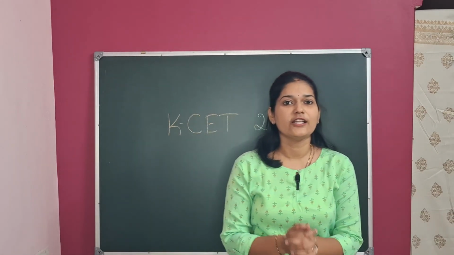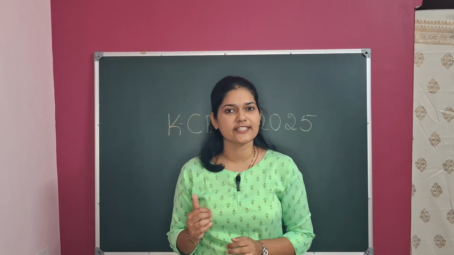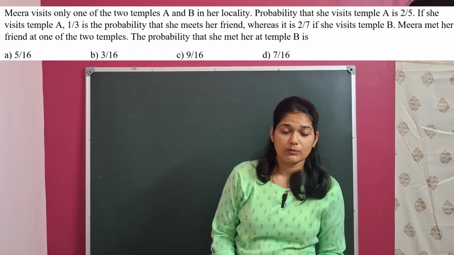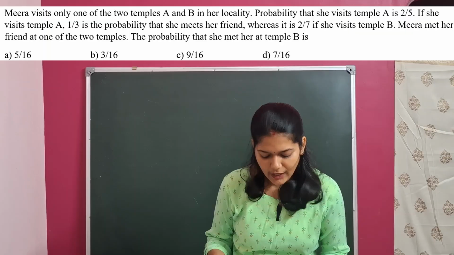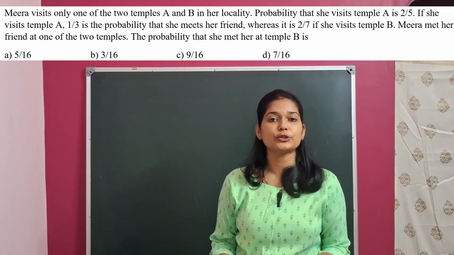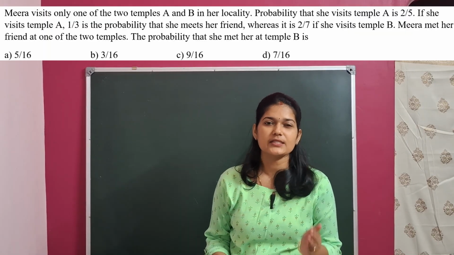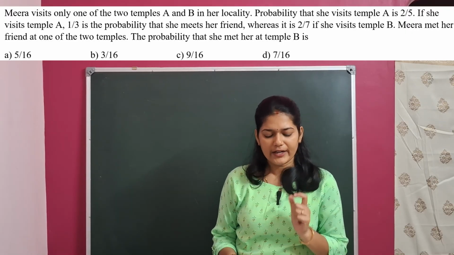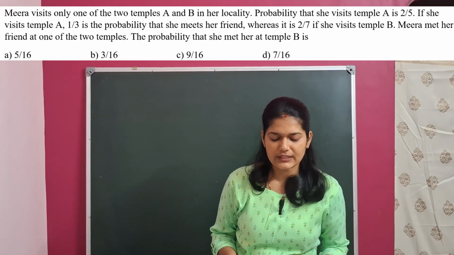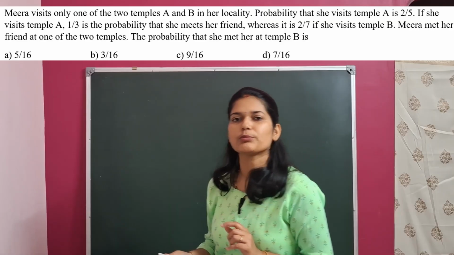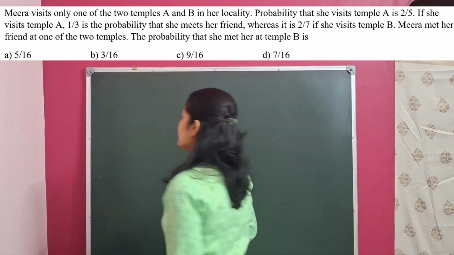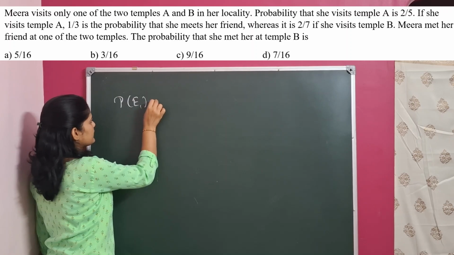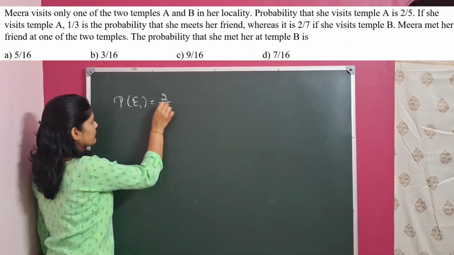In this video, let us discuss the solution of KCET 2024. Now, let's get started. In this problem, they have given Meera visits only one of the two temples. That means she either visits temple A or B. And also they have given probability of visiting temple A, that is 2 by 5. Let us take it as probability of E1, which is 2 by 5.